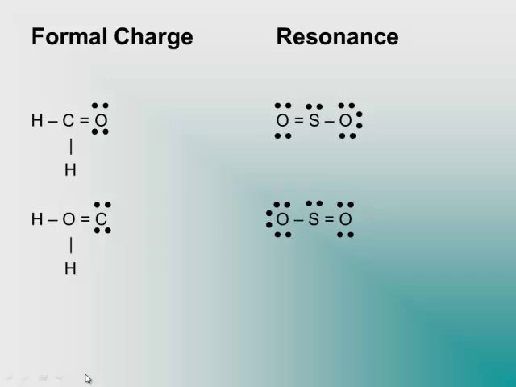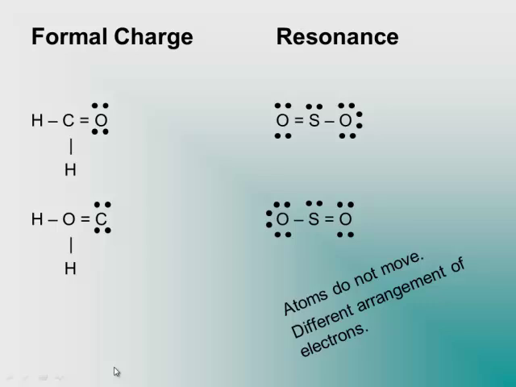Make sure you understand the difference between formal charge and resonance. Resonance structures keep atoms in the same place and show a different arrangement of electrons, the location of the double bond in SO2, for example. These structures are both equally valid, and actually an SO2 molecule is best described by drawing both with a double arrow between them.